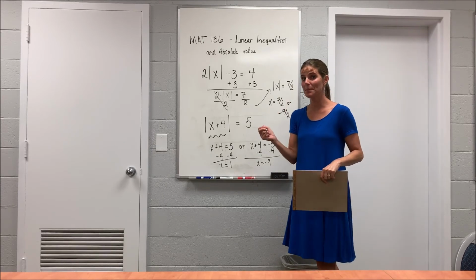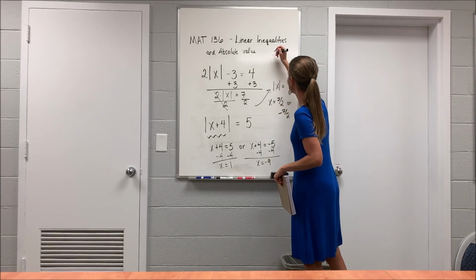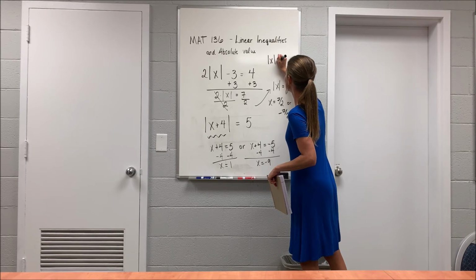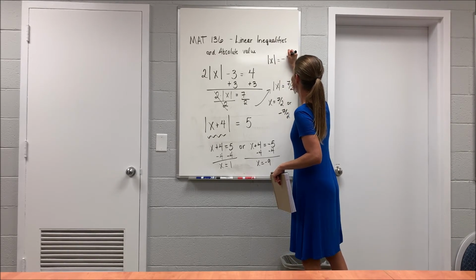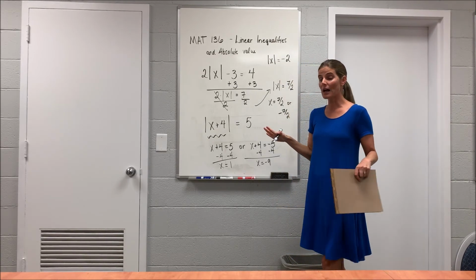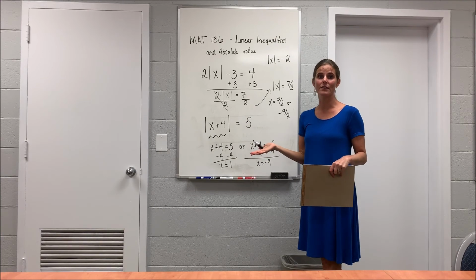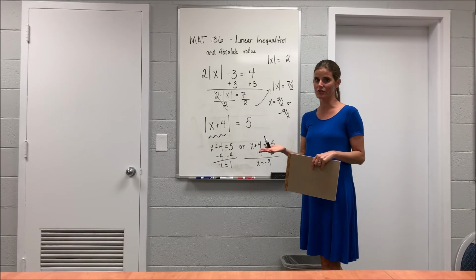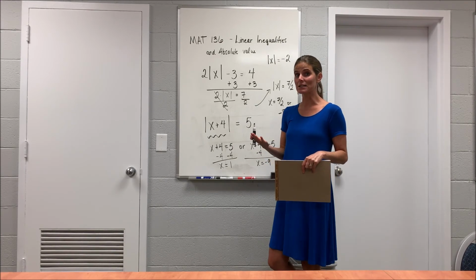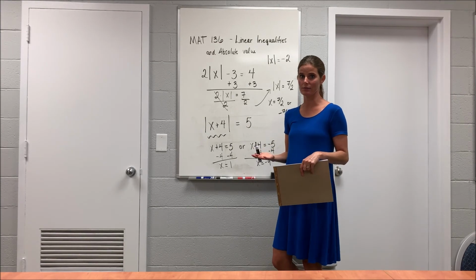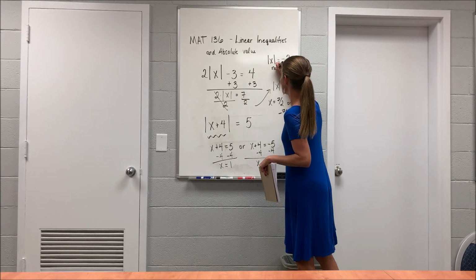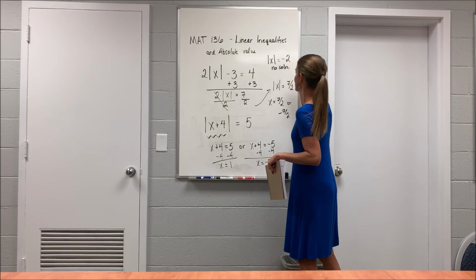One thing to note, absolute value has to be positive. So just a side note here, if you have something like the absolute value of x is equal to negative 2, that is not possible. You cannot have an absolute value that's equal to a negative number, because by definition, absolute value is the distance from 0, and distance is a positive value. So this would have no solution if you ended up with something like that.